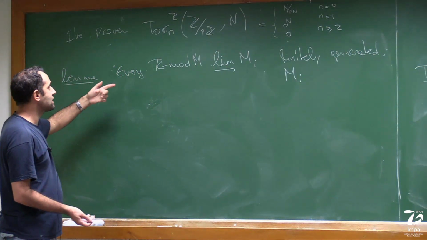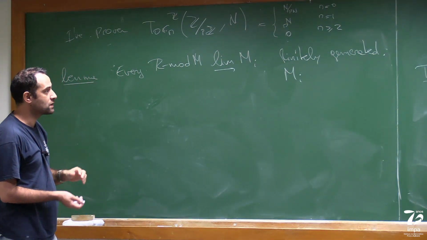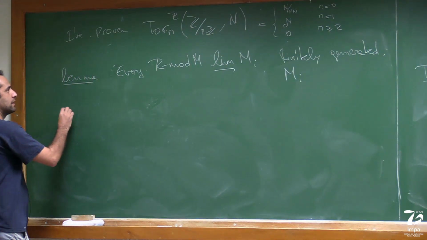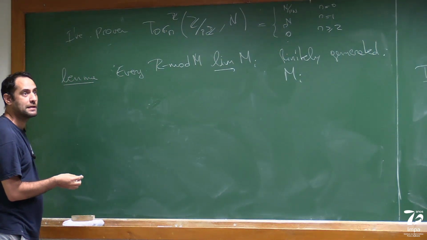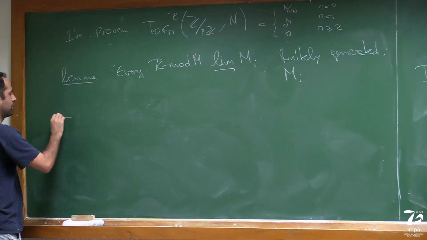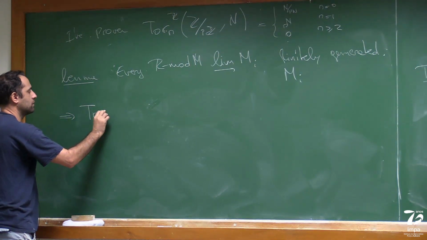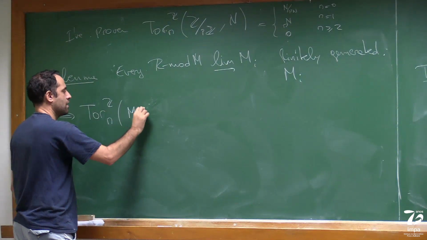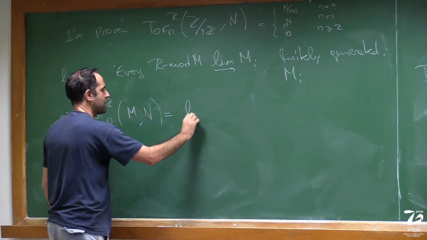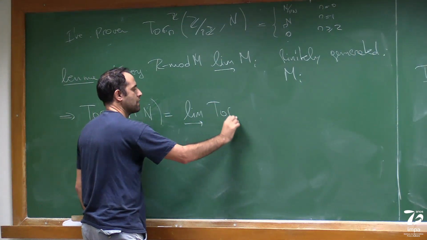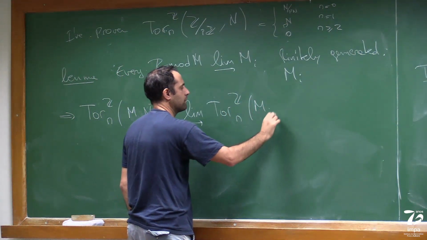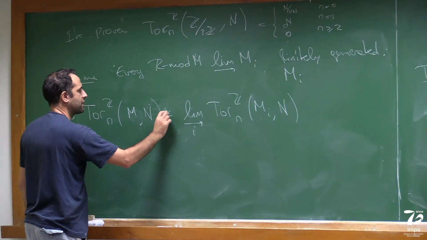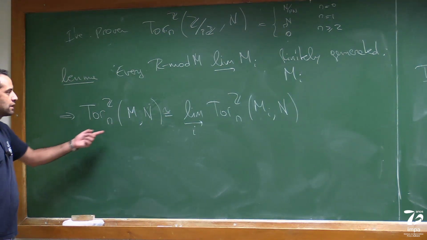But on the other hand, we know that homology commutes with colimits. So how did we define this torsion? Let's prove that torsion commutes with colimits. So this implies that Tor_n^Z of M with N is the same thing as the colimit of Tor_n^Z of M_i with N over R. Probably isomorphic, but there's a natural isomorphism between these two. So let's prove this statement.